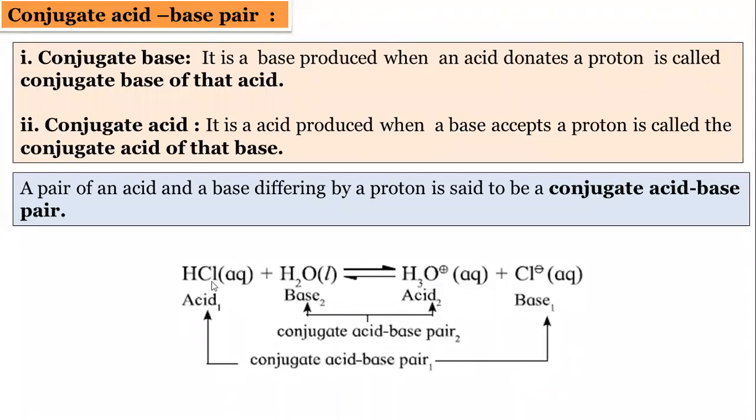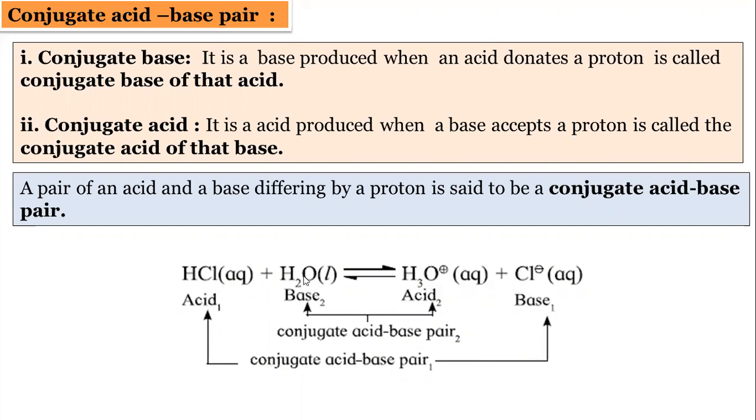See, this HCl, when it donates a proton, is called an acid. And why is this a base? Because from this base, H plus is given. So there is a difference of only a proton.